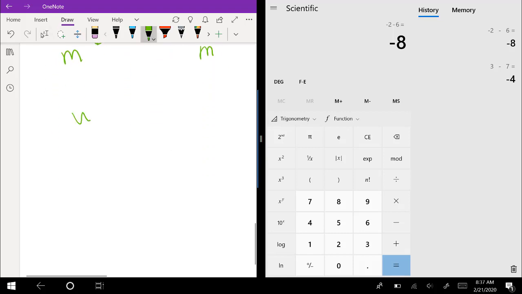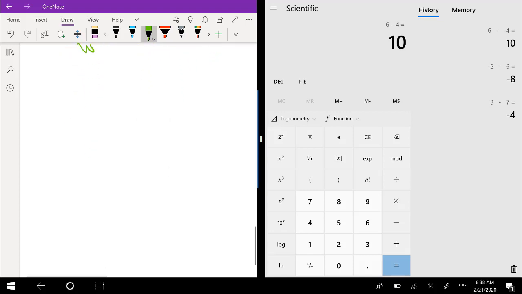Let's use w. W to the 6th over w to the negative 4. So I'm dividing. When I divide, I have to subtract the exponents. So my base is w, and then I'm going to have 6 minus negative 4 equals positive 10. Do I need to change that one? Nope. That one I don't need to change because it's already positive.